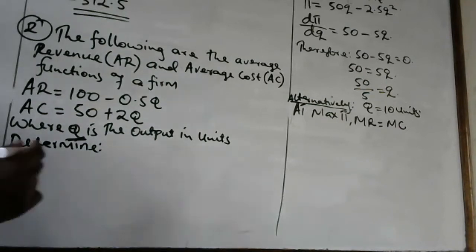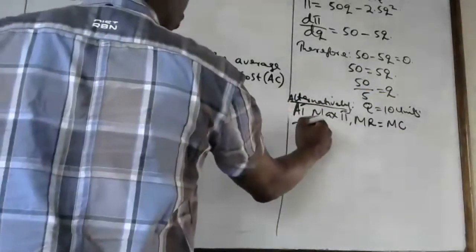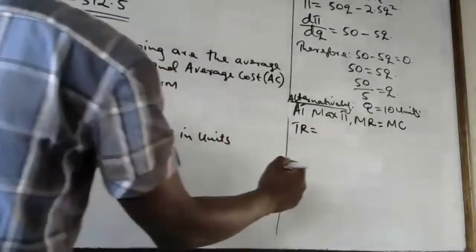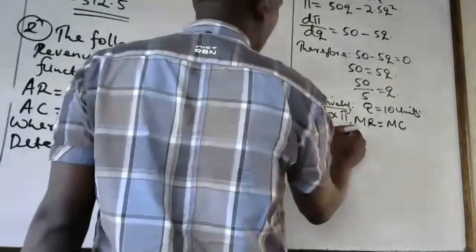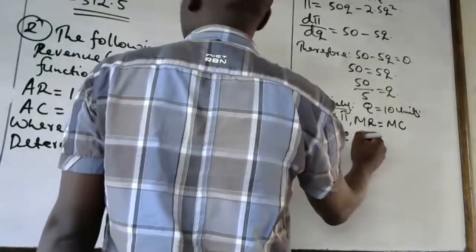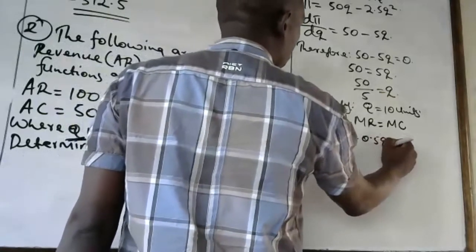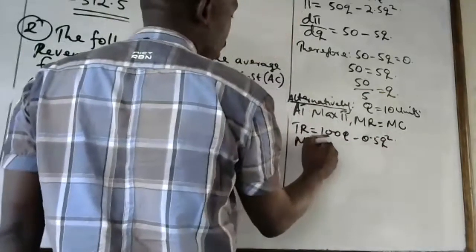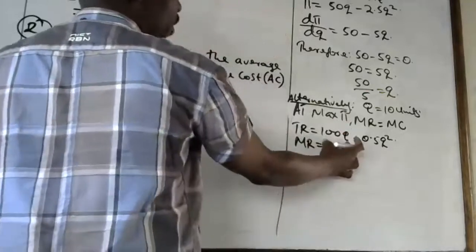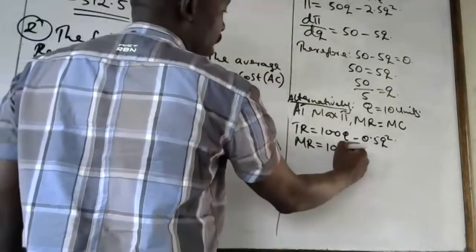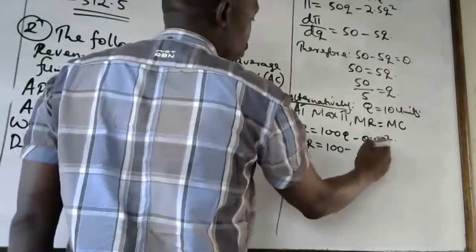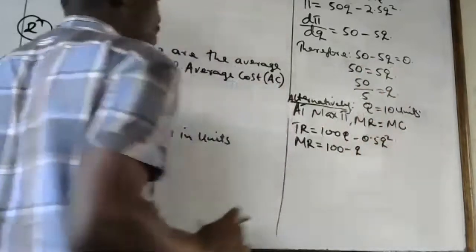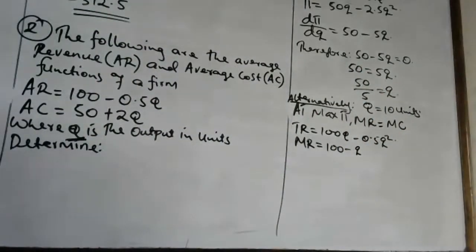So for our total revenue, we found it to be 100Q minus 0.5Q squared. Therefore, our marginal revenue will be just differentiate this, which will be 100 minus 2 times Q. That is the marginal revenue.